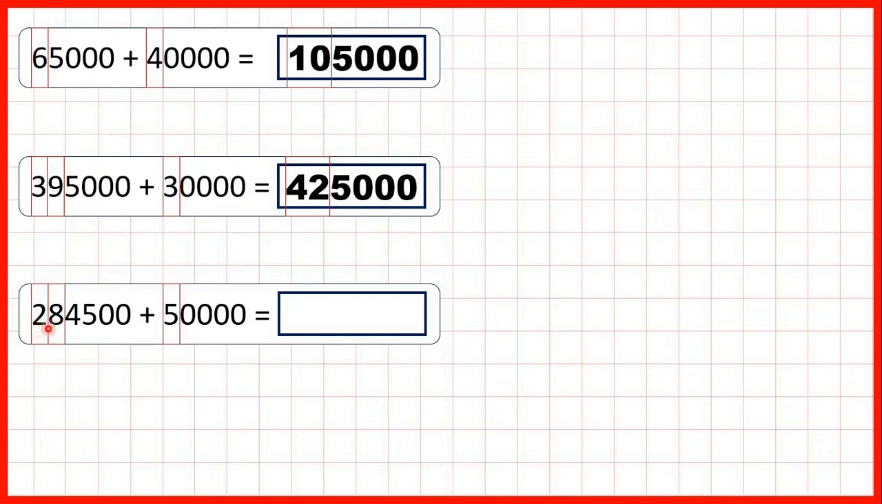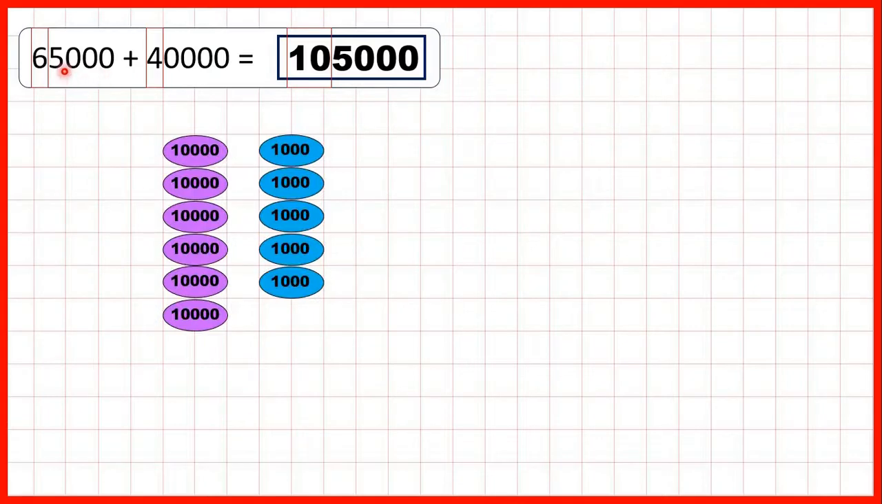So now, in the digits that we've highlighted, we have 28 plus 5. That's 33. So we're going to replace the 2 and the 8 with 2 3s. Our other digits will stay the same. So we have 334,500.